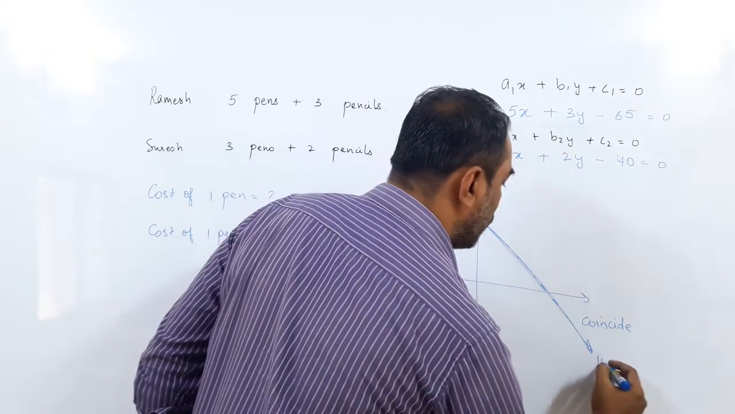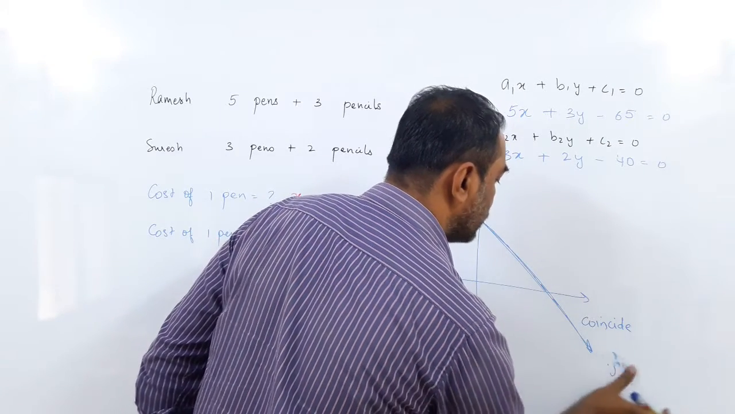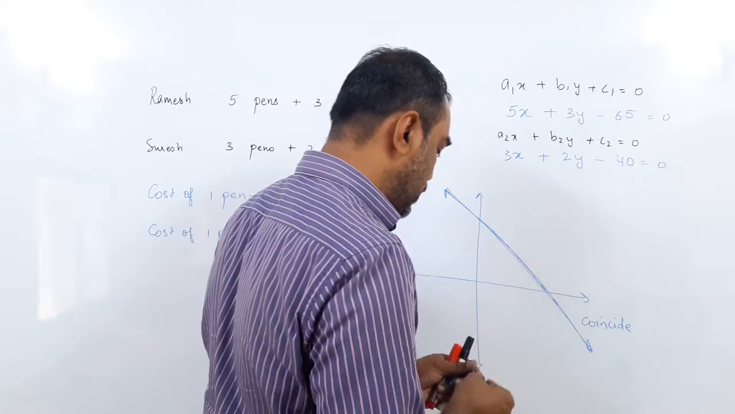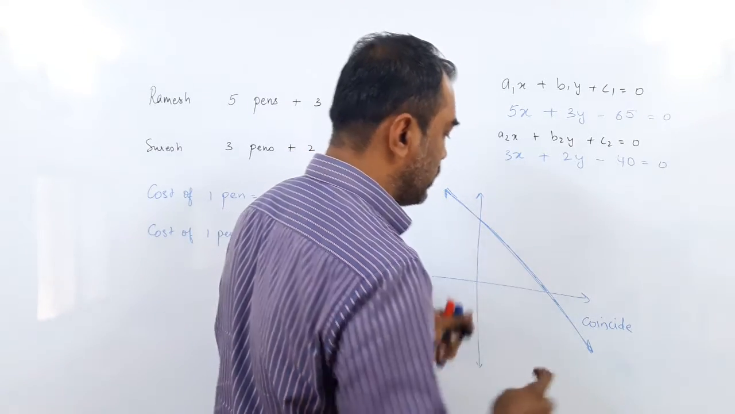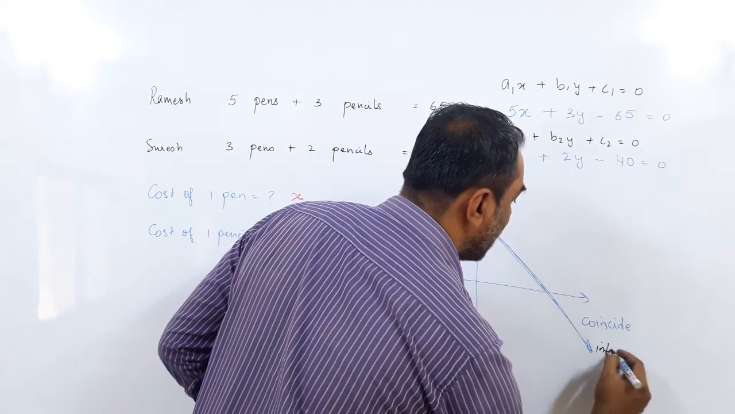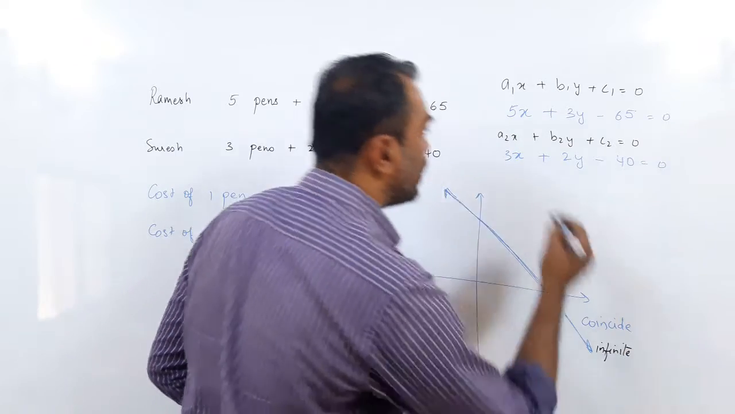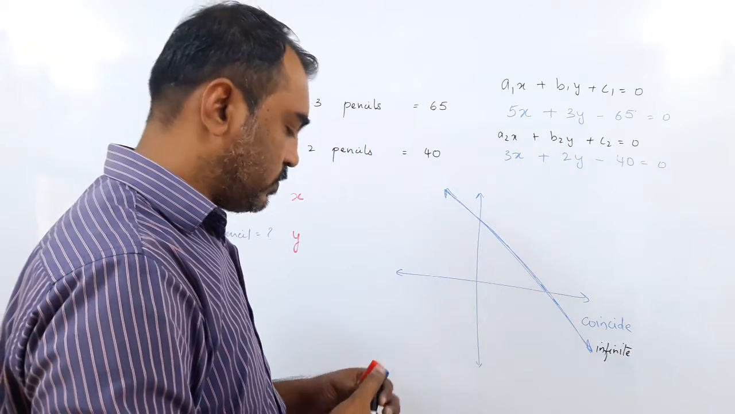Then there will be infinite solutions. How many solutions will be there? Infinite solutions. Infinite solutions means we can never find the exact price of the pen and the pencil.